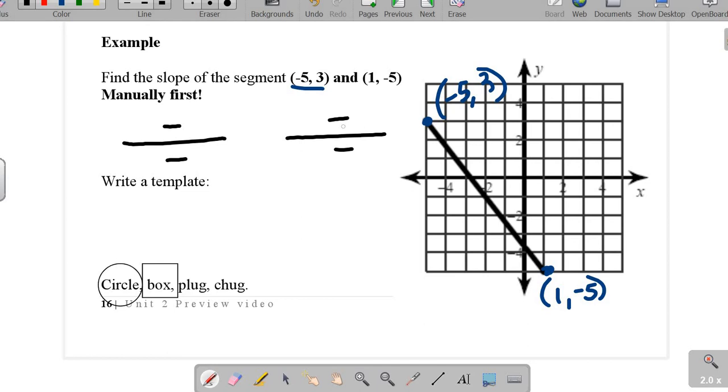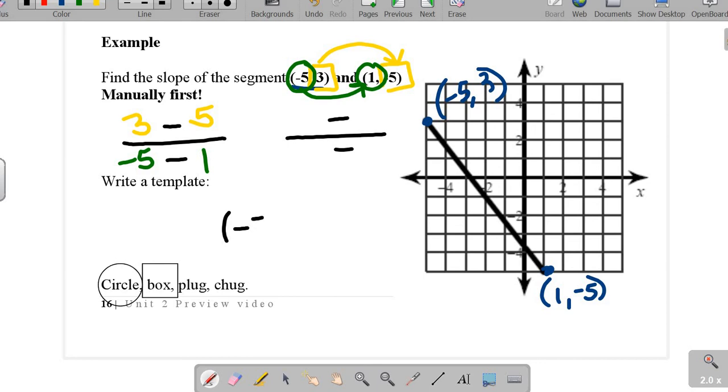Let me show you why first and second point doesn't matter. The y's go on top. So for the first time, I'm going to go left to right. Y's on top, x's down below. Notice I'm physically drawing arrows. That's kind of important. It keeps your brain from switching directions. As long as you're consistent in your directions, you'll get this correct.